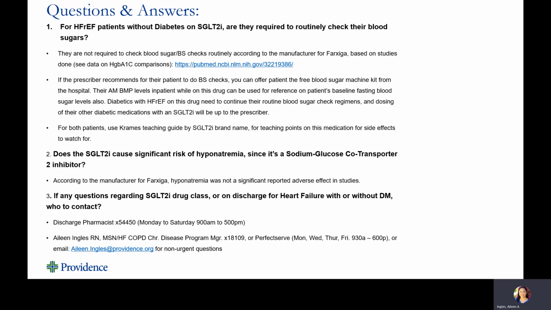And if there's any questions regarding this drug class at any point for patient questions or discharge needs, you can either contact the discharge pharmacist. They're actually on Monday through Sunday, not just Saturday, and it's from 9 a.m. to 5 p.m. is when you can contact them at extension 54450. I'm on Monday, Wednesday, Thursday, Friday, 9:30 to 6 p.m. Contact me at extension 18109 and or Perfect Serve, or you can email me at my providence.org email for non-urgent questions.